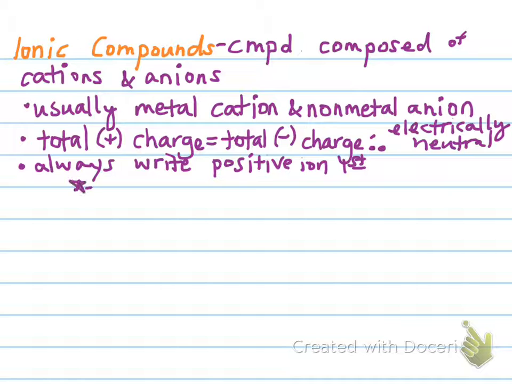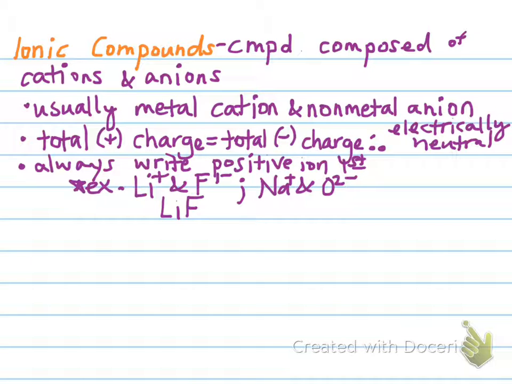So if we kind of look at lithium ion and fluorine ion, they're going to combine in a 1-to-1 ratio so that they overall have no charge as LiF. When we look at a sodium ion and an oxide ion, to combine so that we overall have no charge, we're going to need 2 sodium ions and just 1 oxide, so that one chemical formula will be Na2O.